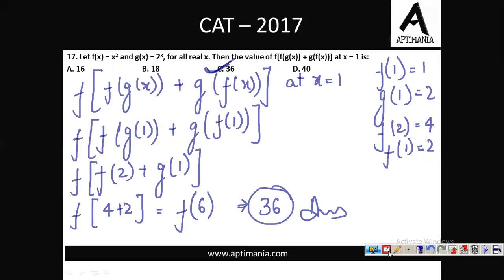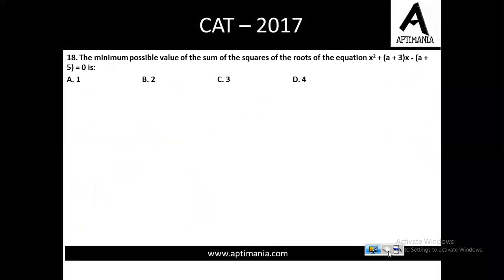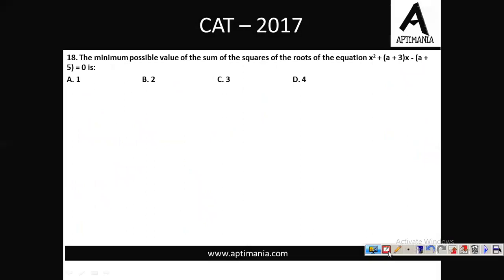Let's go ahead to the next question. Question number 18 is on the screen. Let's try to solve it out. The minimum possible value of the sum of the squares of the roots. Our equation is given as x square plus (a plus 3) x minus (a plus 5) equals 0. Let us assume the two roots of the equation as alpha and beta. What they have asked us is the minimum possible value of alpha square plus beta square.